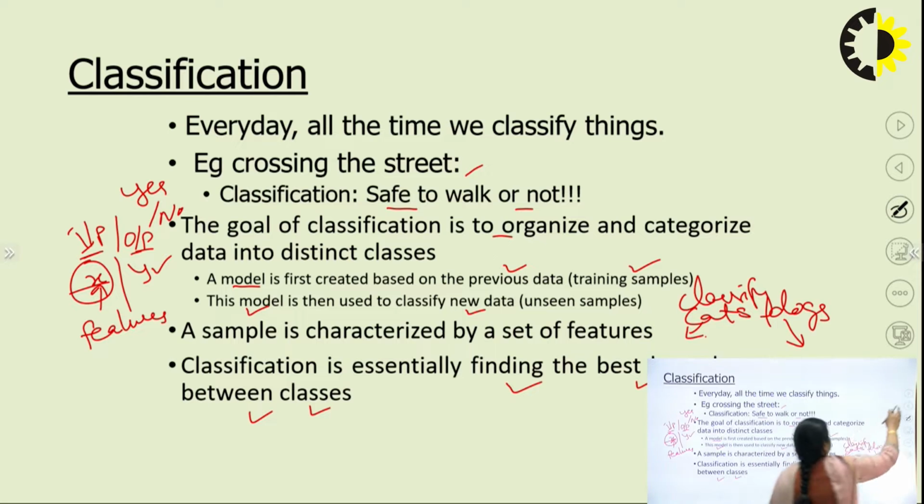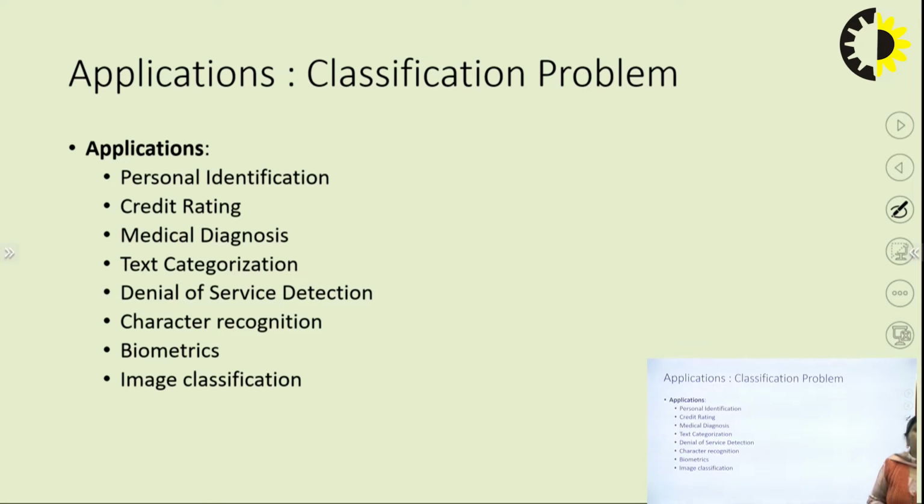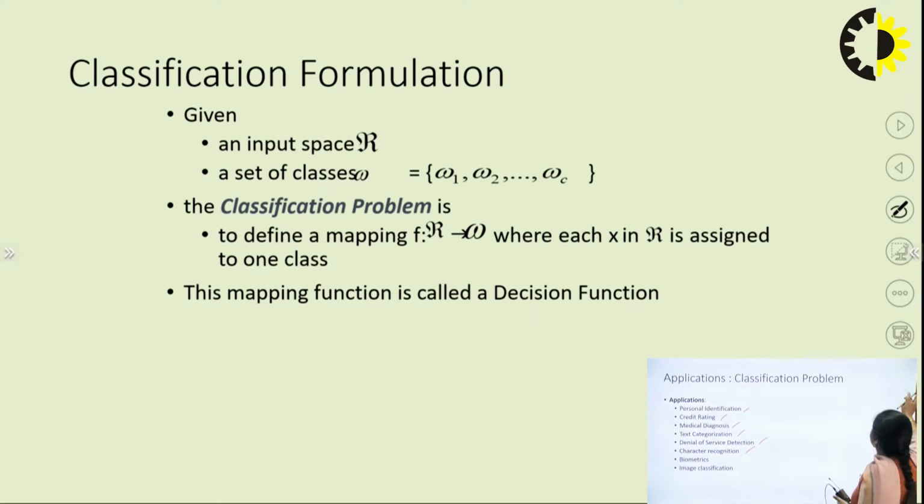Now, where can we apply classification? Classification has a wide range of applications. For example, personal identification, credit rating, let me say for loan distribution, medical diagnosis, whether some disease is there or not, text categorization, denial of service detection, character recognition, biometrics, image classification. We have a number of applications where classification is used.